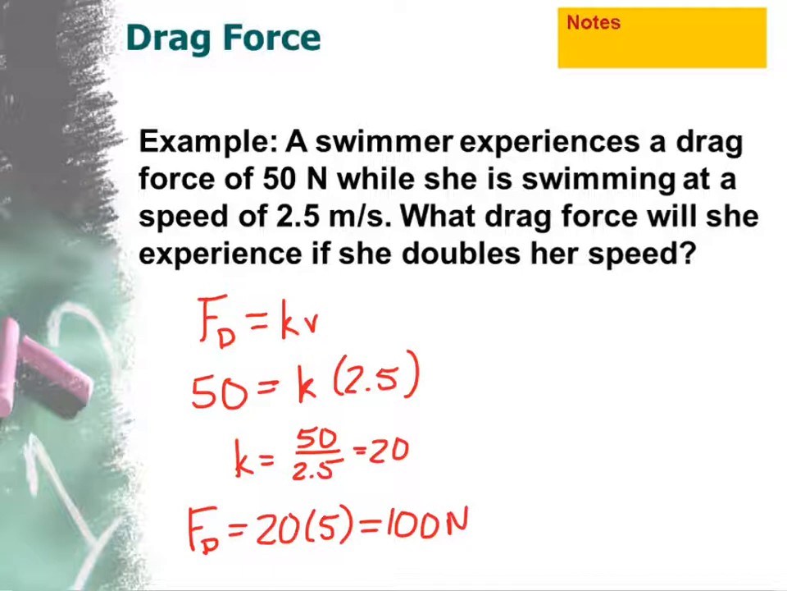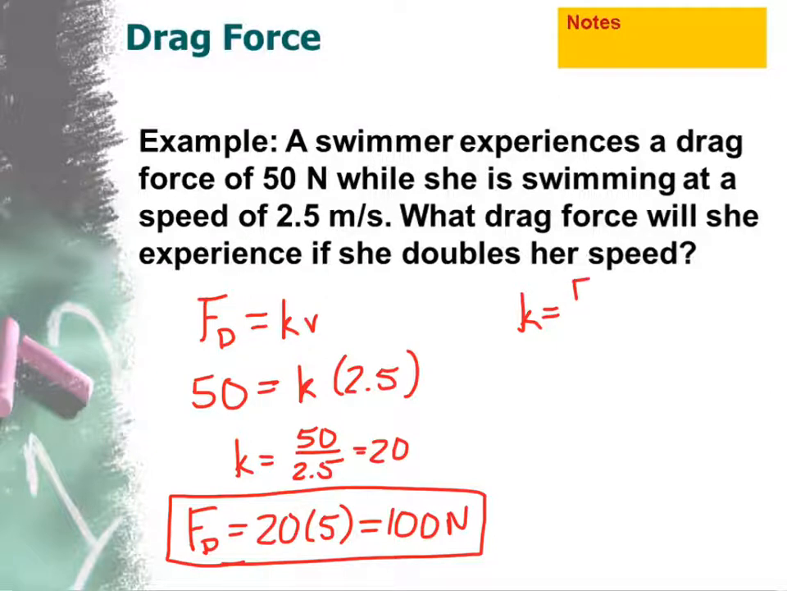But there's also another way, through a little what we call dimensional analysis. We know that I can manipulate this equation right here, divide both sides by V, so I get K by itself equals the drag force divided by velocity.